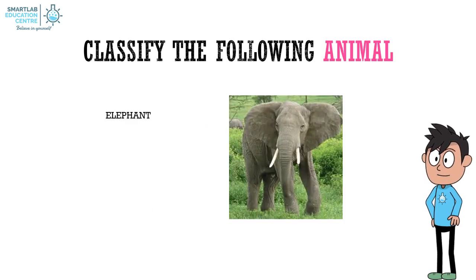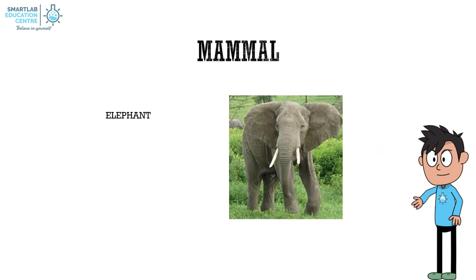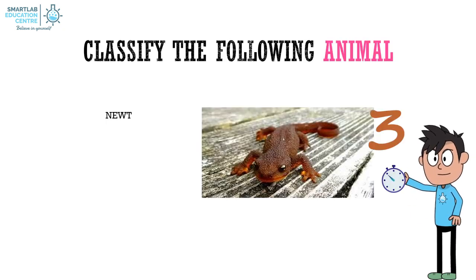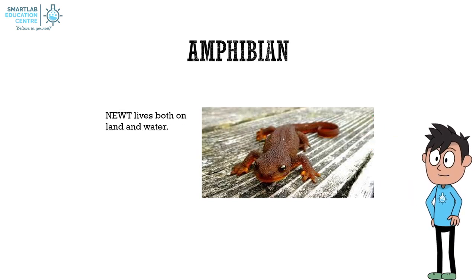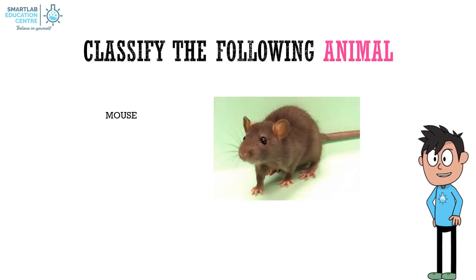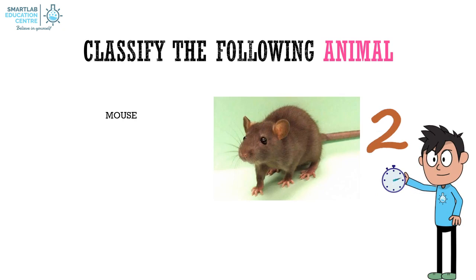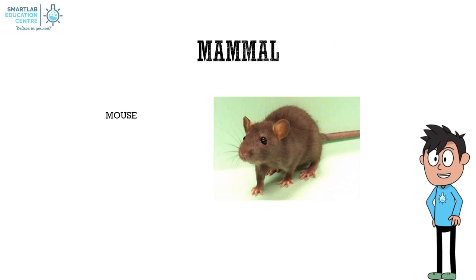Classify the following animal. It is a mammal. Classify the following animal. It is an amphibian. Newt lives on both land and water. Classify the following animal. It is a mammal.